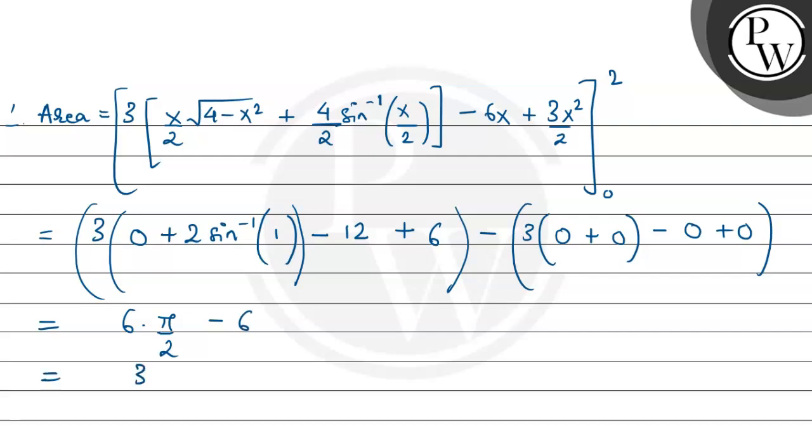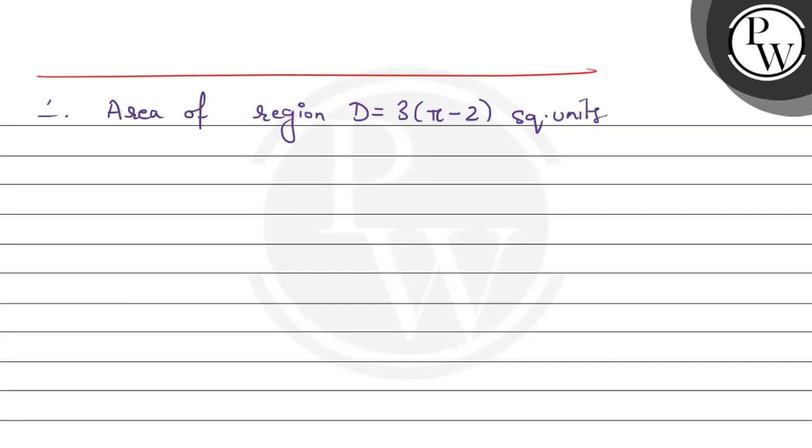सो हियर वी हैव 3 पाई माइनस 6 and we can rewrite this as 3 times pi minus 2 square units. And so therefore area of region D is equals to 3 times pi minus 2 square units. And so this is our final answer.